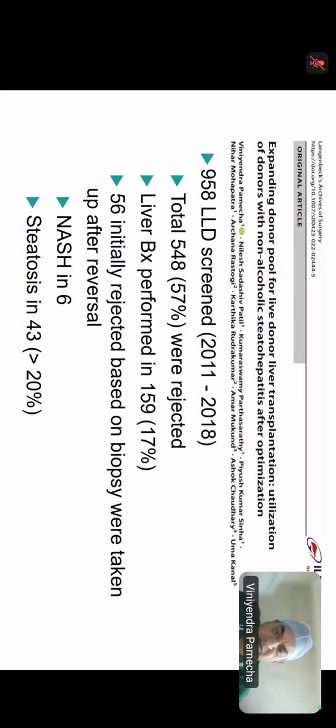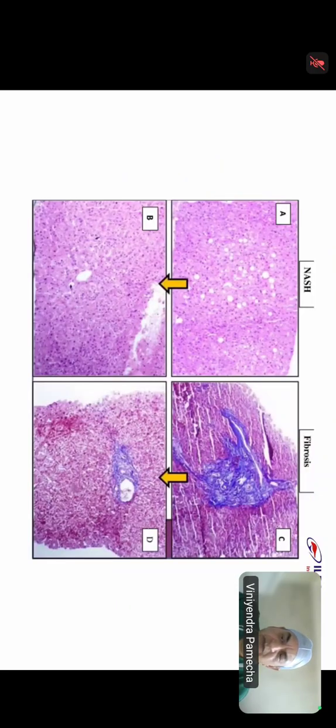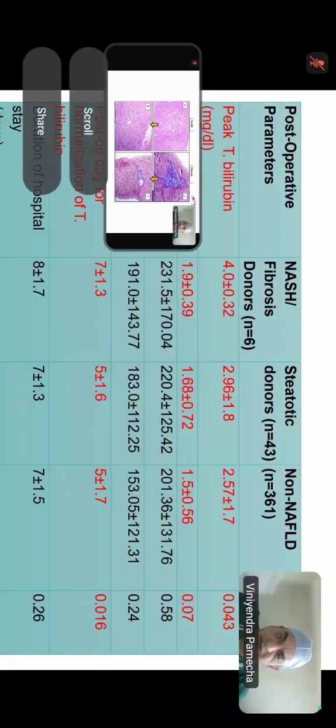This is our data from the live donors. We had 159, of whom 17% had a biopsy performed. 56 were initially rejected based on the biopsy taken; 6 had NASH, and steatosis in 43 was more than 20%. We got them into a lifestyle optimization protocol, and the NASH got reversed. In one patient, there was fibrosis stage 1, which was also reversed.